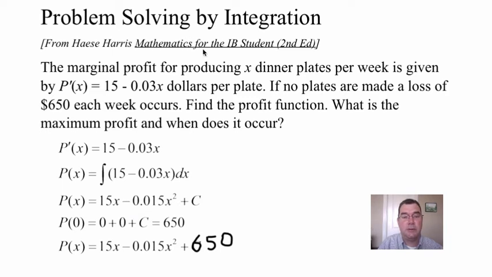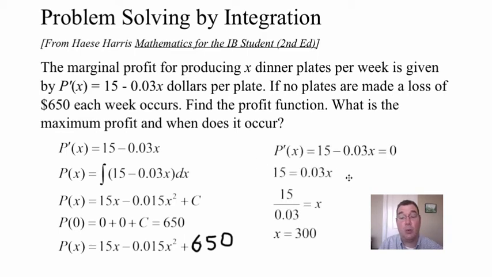Then what I need to do is figure out what the maximum profit is and when it occurs. So in order to maximize my profit function, I need to take the derivative of it. Well, I already have the derivative of it. It was given to me in the question. It's 15 minus 0.03x. So I simply need to figure out when that is equal to 0, and I'll have my answer.